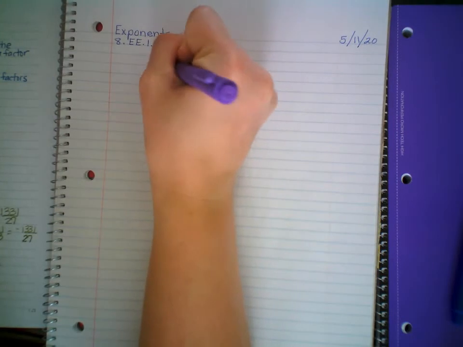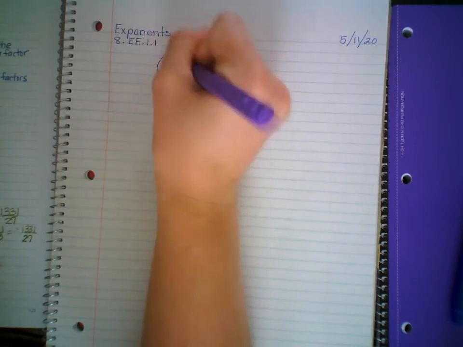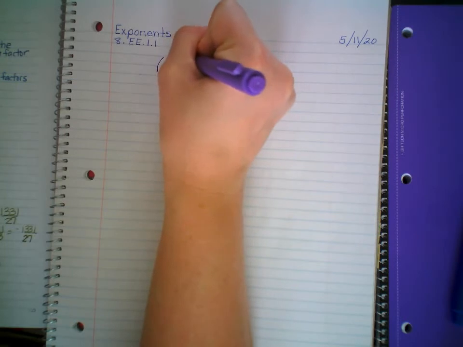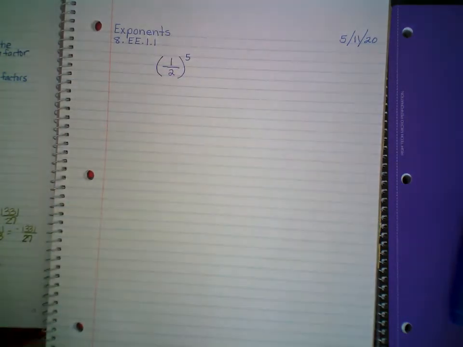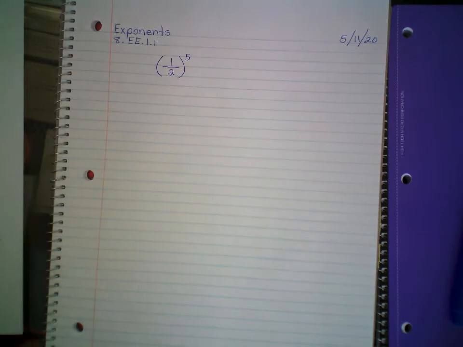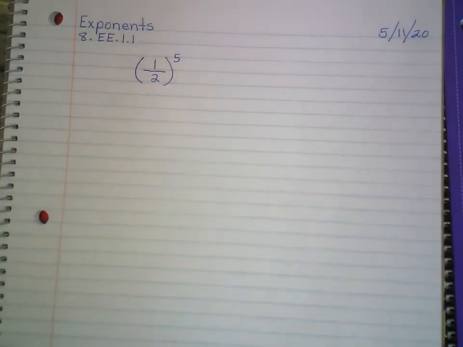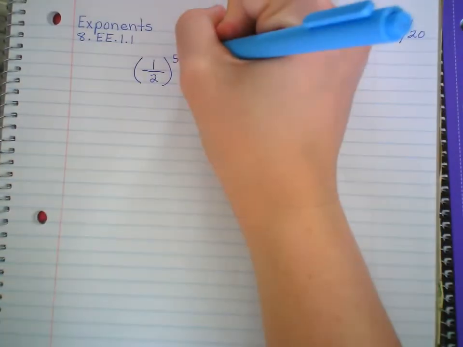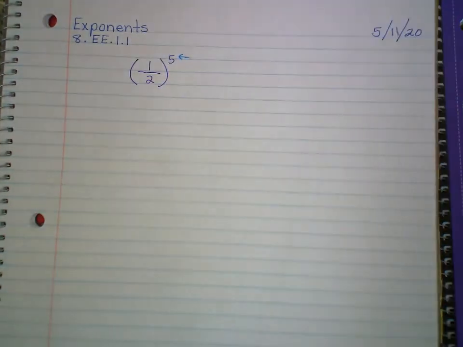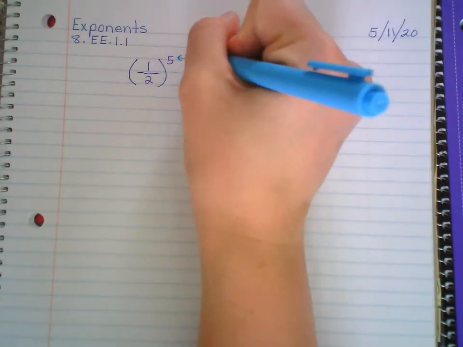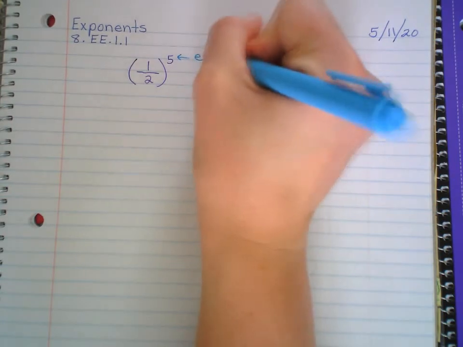First, let's just write 1/2 to the fifth. Okay, so this is not your guys' first time seeing exponents, I know that for sure. But we want to make sure that you guys know the proper vocabulary to use when we're discussing exponents. So this 5 is obviously called the exponent.